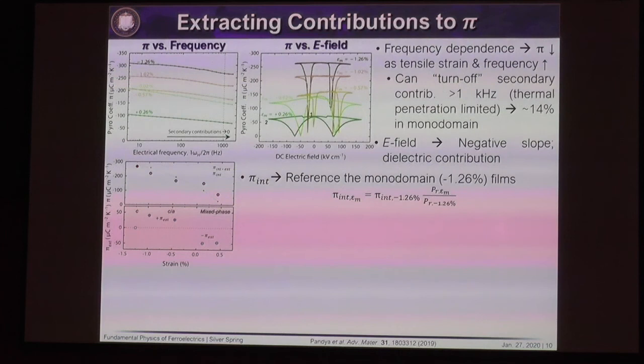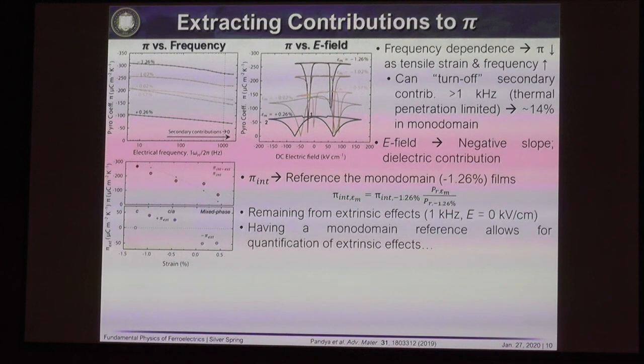All right, so using that, we can make this black line that you see here. This is the expected intrinsic response based on the evolution of the polarization. And when we do the measurements, those are the red dots, we see that there's variations. These variations come from the extrinsic effects in these materials, because we've turned off the secondary effects and we've turned off the dielectric response. So what we see is that there's some interesting behavior.